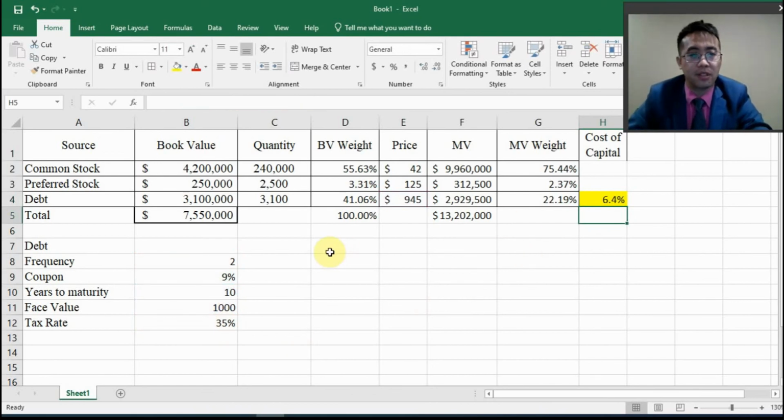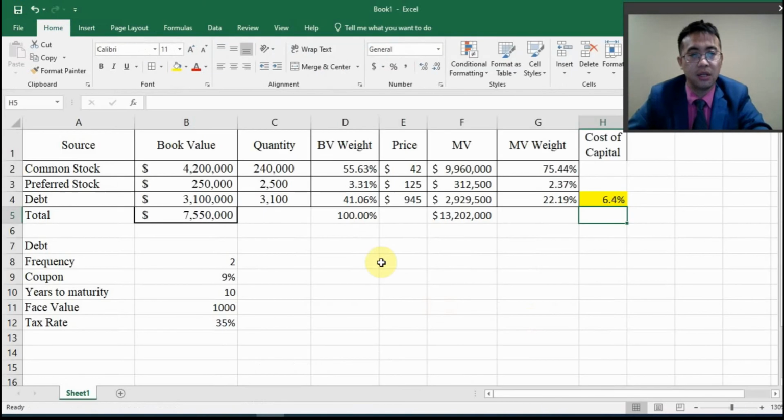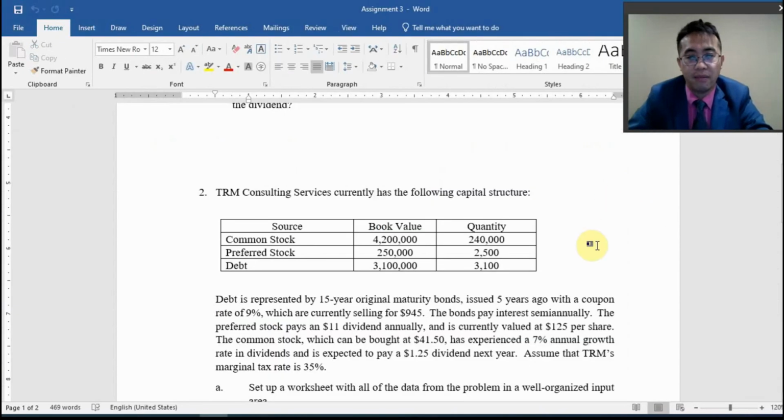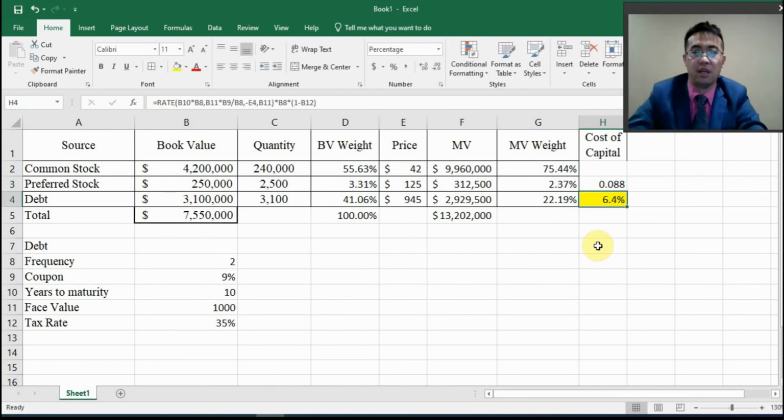And for the preferred stock, the paragraph says it pays $11 dividend annually, and the price is here. So for the preferred stock, it is pretty easy. You just use the cash flow divided by the price, which is $125, and there's no flotation cost considered. So just hit enter. Then this is the cost of preferred. Nice and easy.